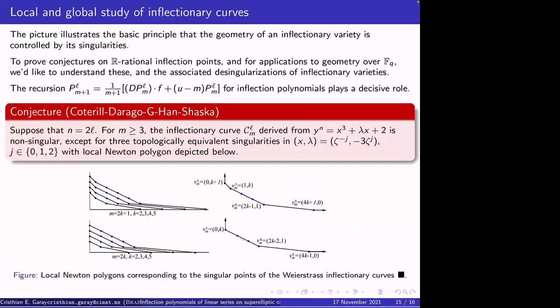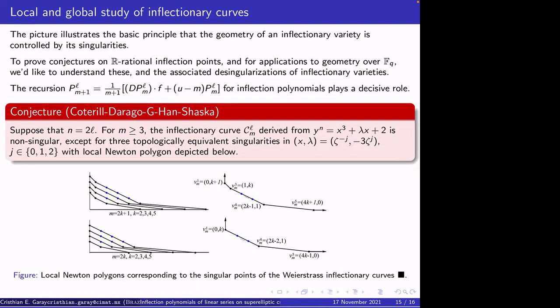We conjectured that for this particular pencil, the same as always, now here this is y to the n, but there is a parameter lambda and two is fixed. This is a Weierstrass pencil for superelliptic curves. We conjectured that the whole inflectionary curve is going to have just three singularities, and these three singularities are the same, and the local picture of the singularity is given by this Newton polygon. This is the local Newton polygon of each one of these singularities.